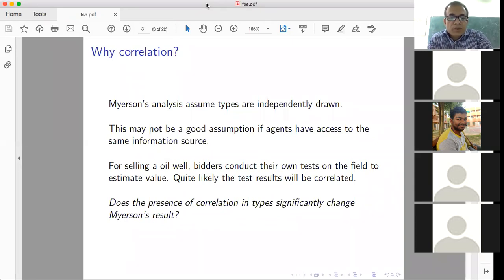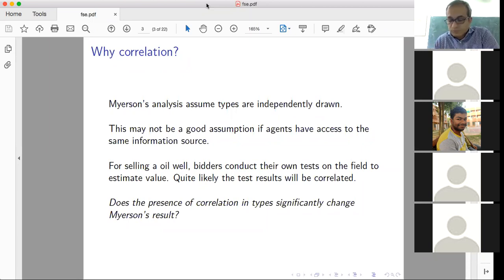In particular, I have this example which is often cited in the literature: the government sells oil fields or coal fields or things like that, and the value of the oil field is not known to everyone. Each bidder may conduct its own tests about the estimated value of the oil field, but it's quite likely that the test results are going to be correlated. So every bidder will get some estimate, but these estimates are going to be correlated.